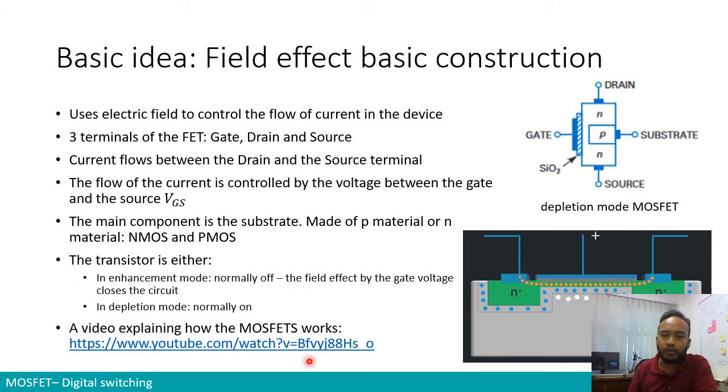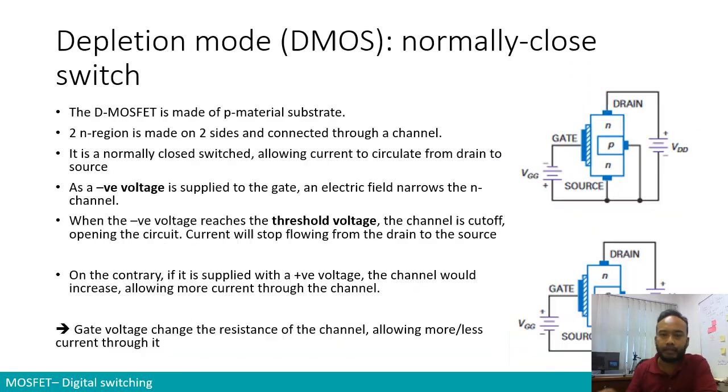So please go to the video to understand more behind the construction of the material and the working mechanism of this MOSFET. We will talk about these two modes. We will start first with depletion mode, D-MOS. So D-MOS is a normally closed switch.